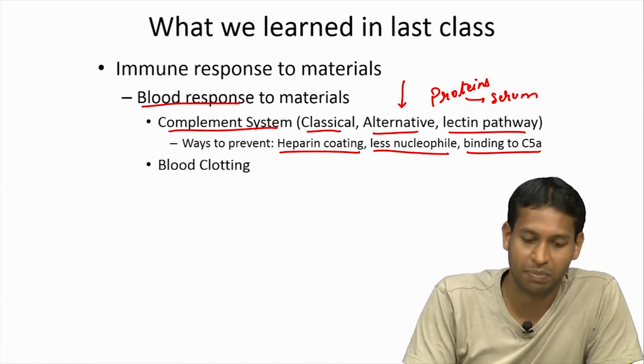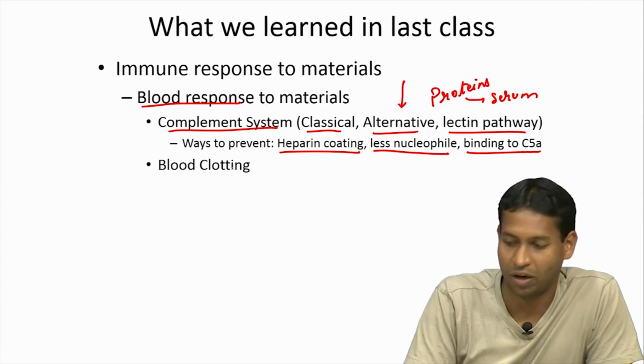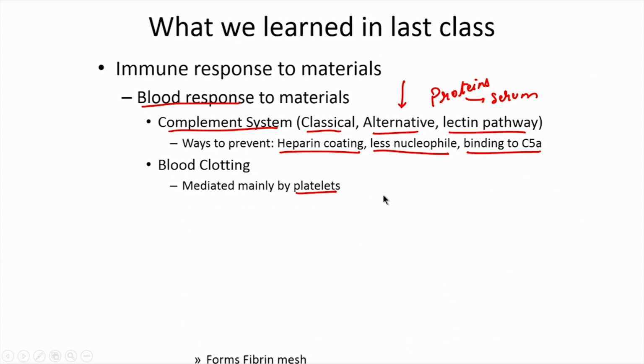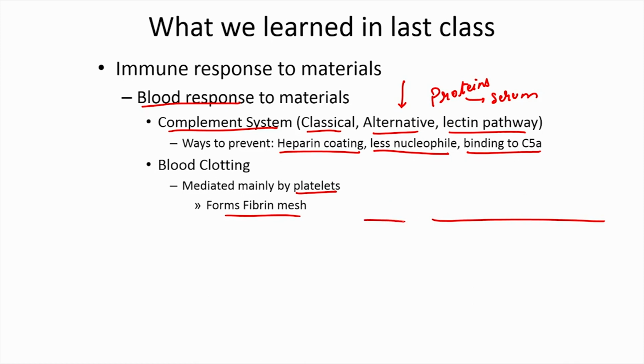Next we talked about blood clotting. How does the blood clot? This is mainly mediated by platelets, and they eventually lead to formation of a fibrin mesh. If this is a blood vessel and somehow it is ruptured, these platelets go in and form an aggregate of cells, and then they reinforce it with a polymer mesh to plug this hole.